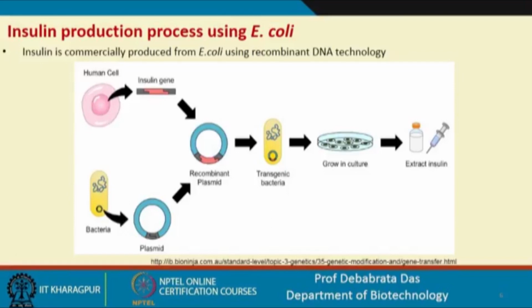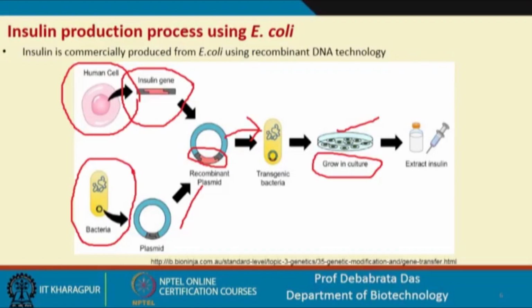Now, the insulin production process using E. coli, how is it taking place? These are the human cells, and we identify the gene which is responsible for insulin production, and these are the bacterial cells, am I right? We take out the plasmid, insert the gene into the plasmid, and then insert it into the bacteria E. coli, then grow in culture.